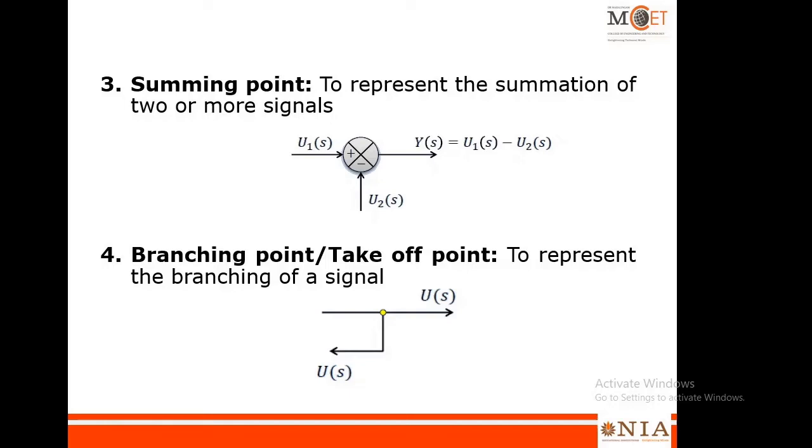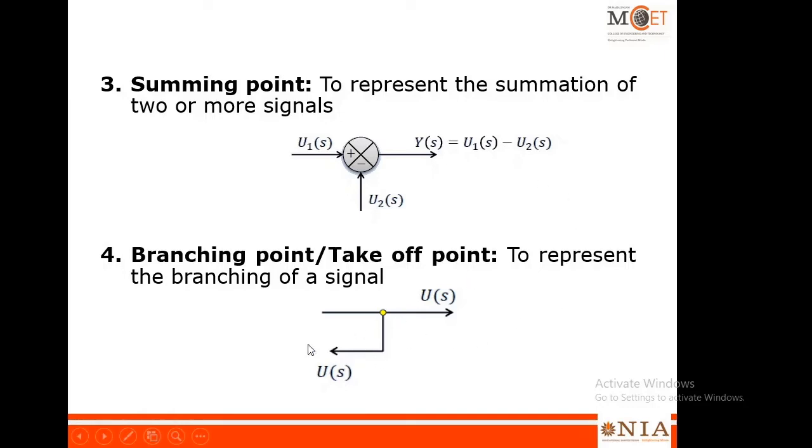We have two more components, that is the summing point and the branching point. The summing point is a point where you add two or more signals. For example, in this adder, we have added U1 of s and minus U2 of s. That is, we have subtracted U2 of s from U1 of s. So the output will be U1 of s minus U2 of s. If it is a plus sign here, then the output will be U1 of s plus U2 of s. You can have even another signal coming here, and along with sign if you give, then three signals can be added using an adder or summing point. So this is a part of control block diagram.